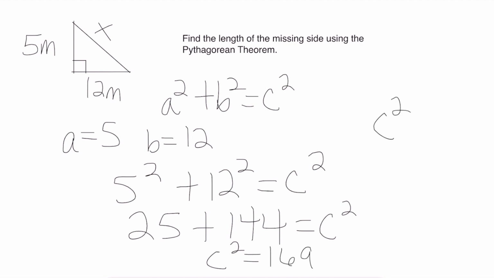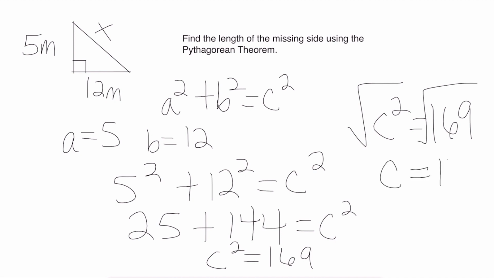So in order to get rid of the exponent, we will take the square root of both sides. So c equals 13. So the length of the hypotenuse is 13 meters.